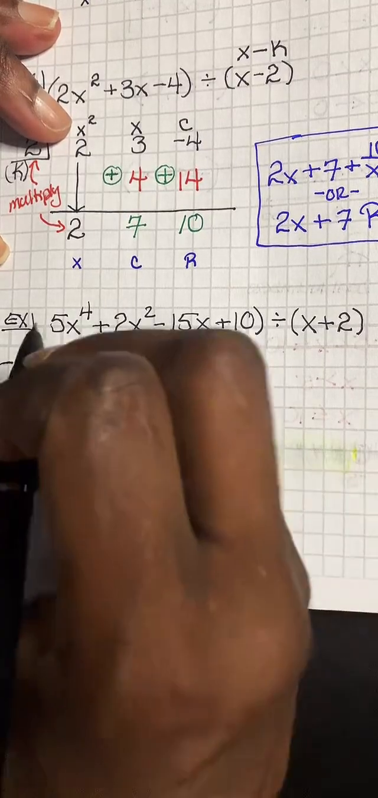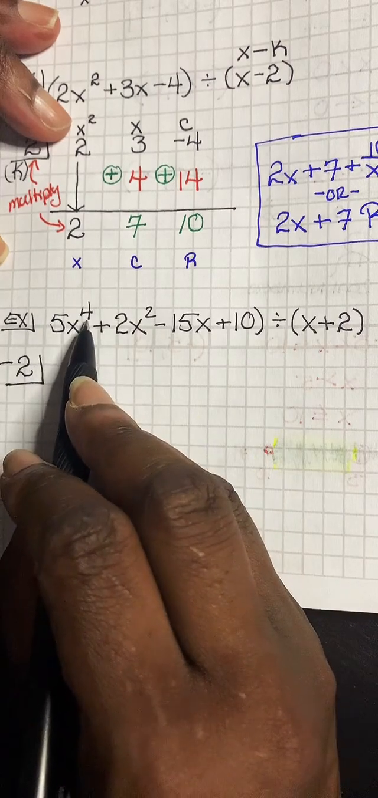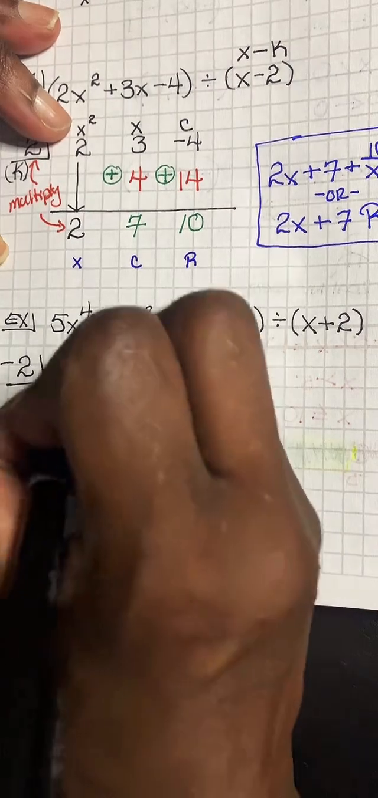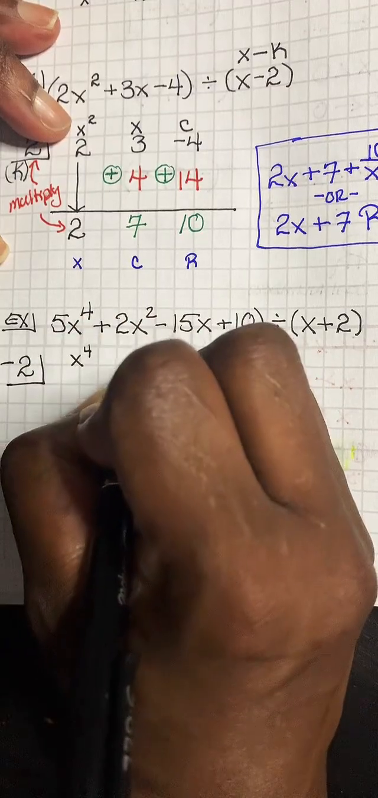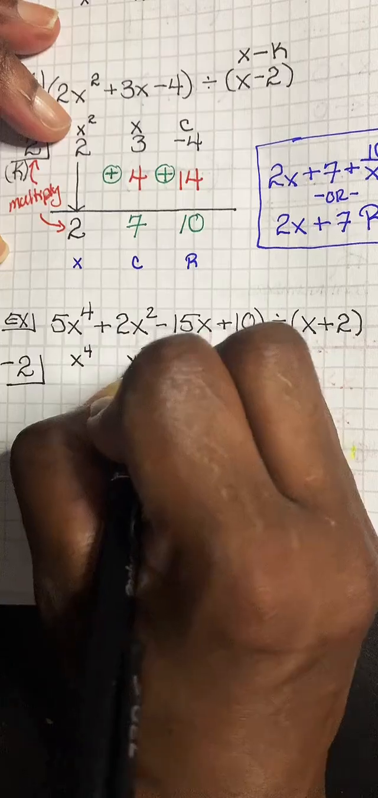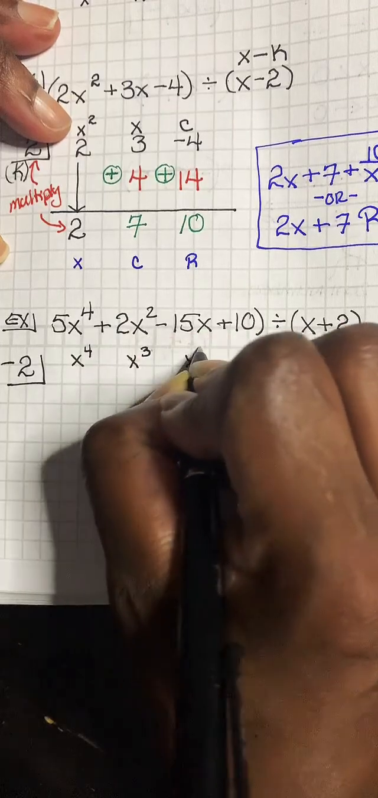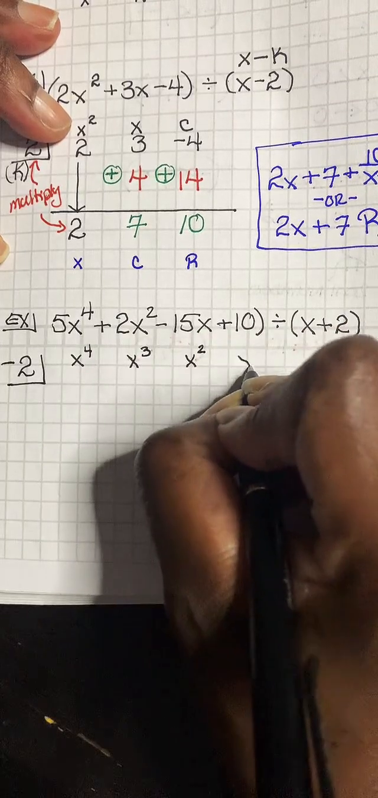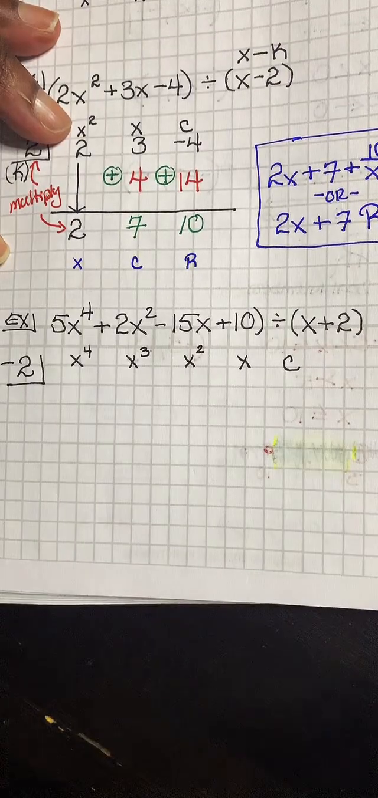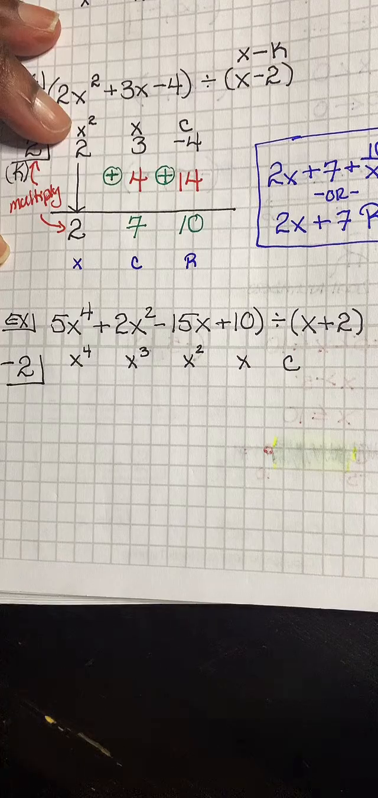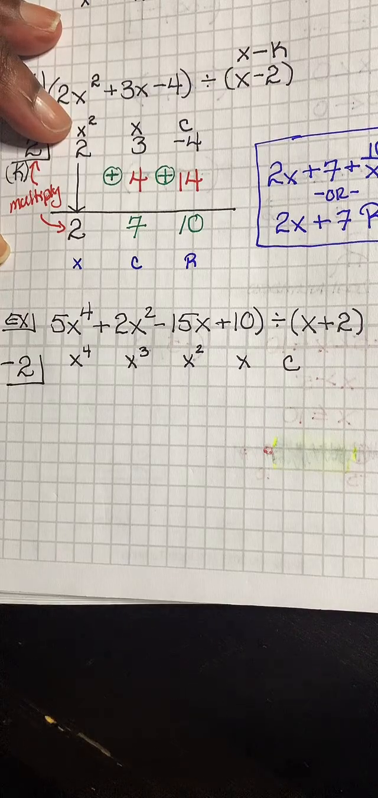So now, my highest degree is to the 4th. That means I need a representative for x to the 4th. I need a representative for x to the 3rd. X to the 2nd. You see how I'm going down the line? X to the 1st or just x. And our constant. Yes, there it is.